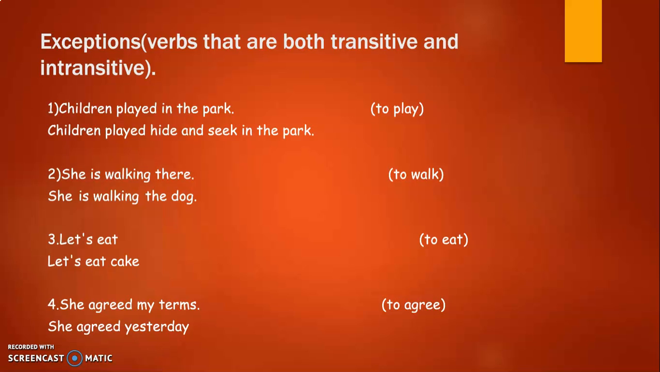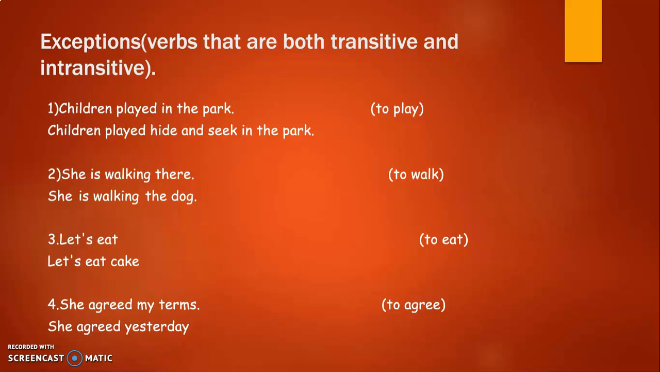Next, she is walking there. Here, walking is an intransitive verb. She is walking the dog. Here, dog is the object. Hence, the verbs to walk and to play are exceptions wherein the verbs act as both transitive and intransitive verbs. Similarly, let's eat cake. Here, to eat acts as both transitive and intransitive.